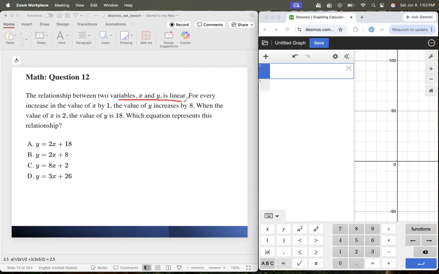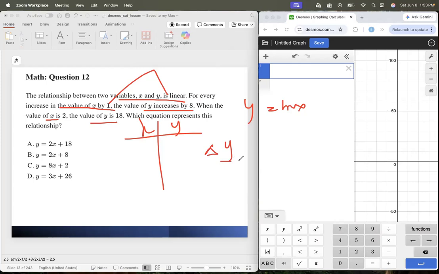The relationship between two variables, x and y, is in linear form. For every increase in the value of x by 1, the value of y increases by 8. When the value of x is 2, the y value is 18. I can tell you this is a linear function. I have y is equal to mx plus c. And they said every time you go up on the x by 1, the y is going to increase by 8. A change in y over a change in x is going to be 8 over 1. This is your slope.